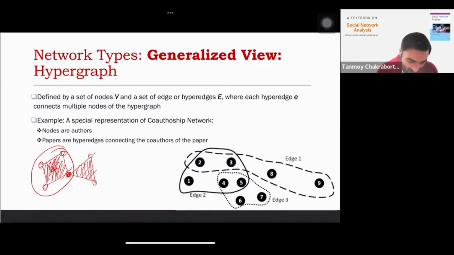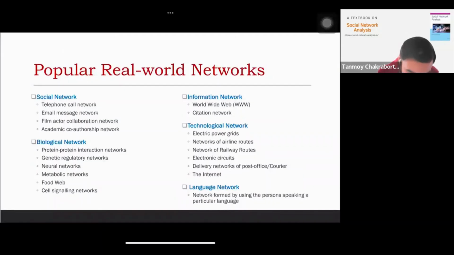Okay. So some of the popular real world networks that we study include social networks, like email message networks, and academic co-authorship networks; biological networks, like protein interaction networks, food networks, and genetic regulatory networks. Information networks include the World Wide Web and citation networks. Topological networks include the electric power grid network, internet, railway network, airlines network, and so on.